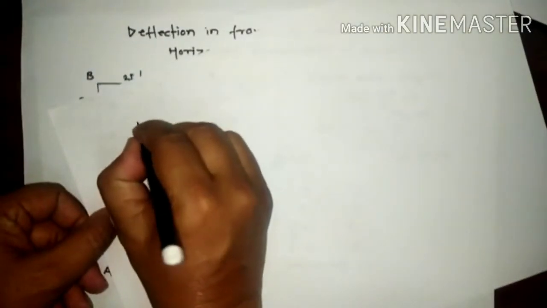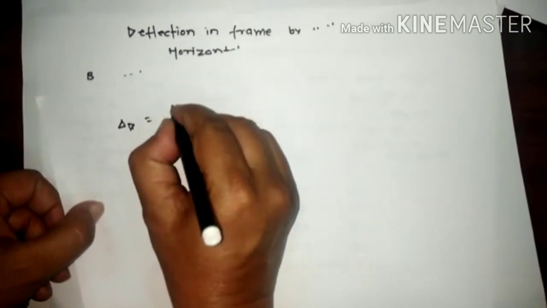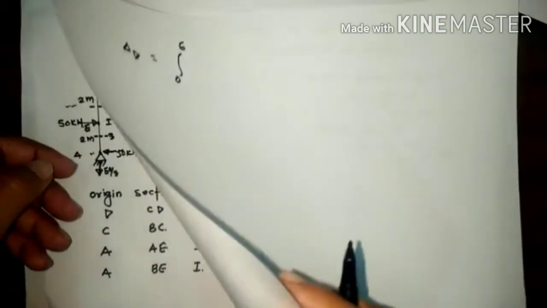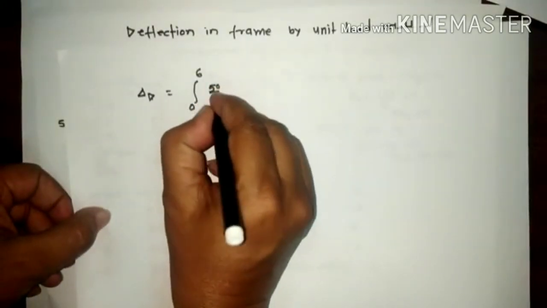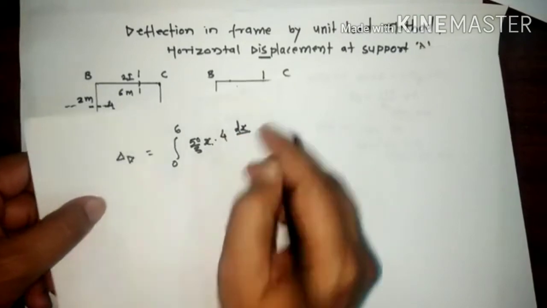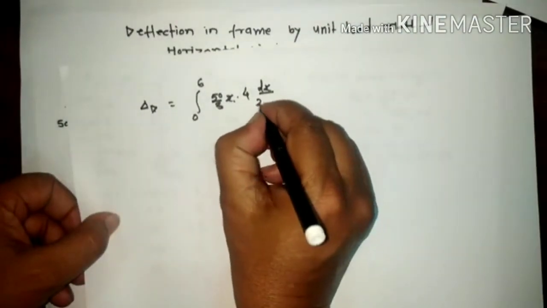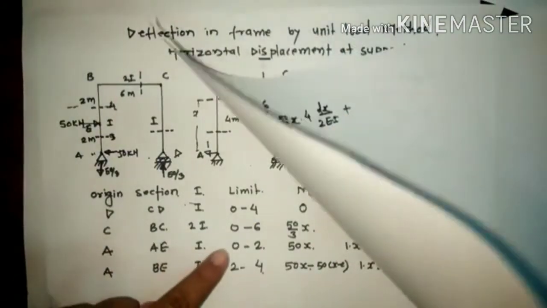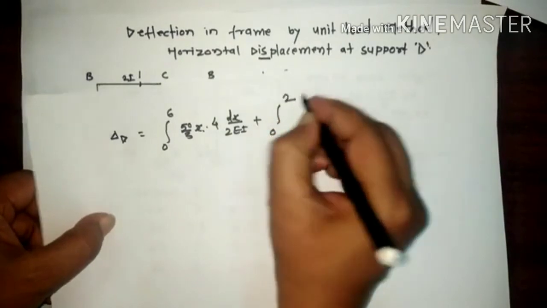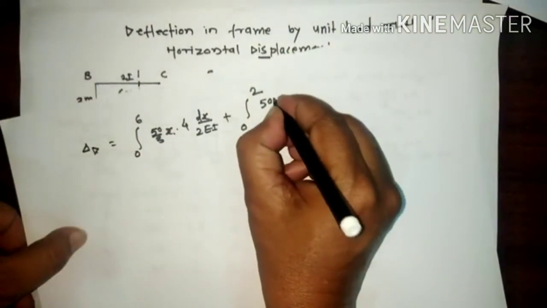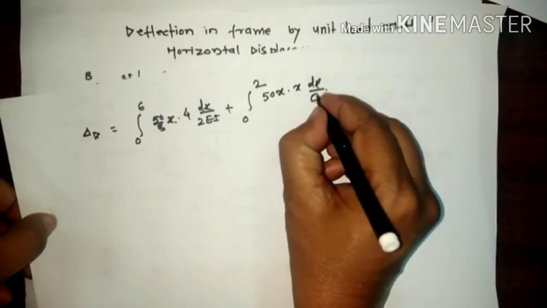So here we write the equation. So that delta D is equal to integration here. First is now here 0 to 6, 50 by 3 into x into 4 dx divided by 2EI, plus then 0 to 2. Here is what? 50 into x into x into dx divided by EI, because here I is I, so here it is a plain EI.